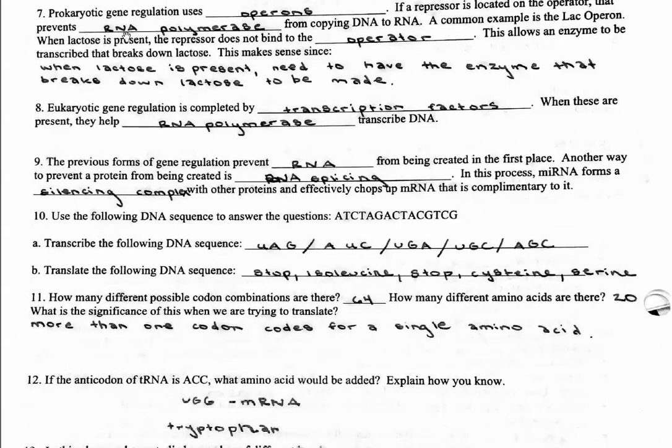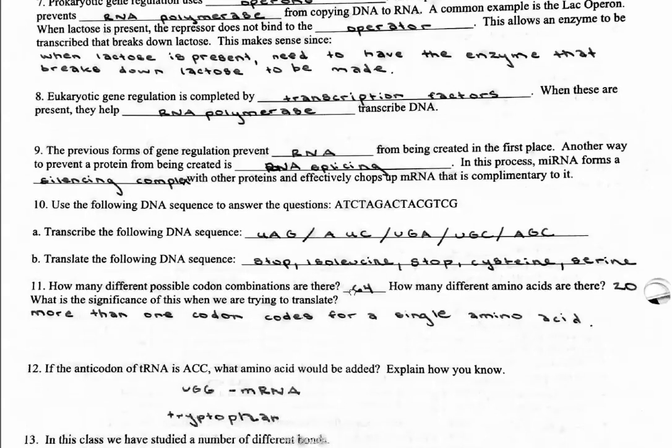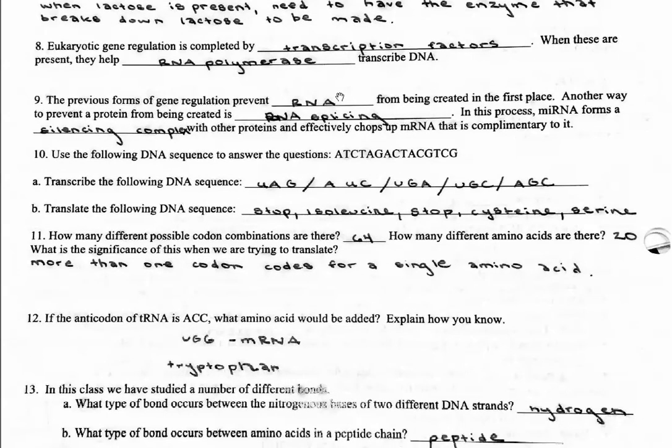Now, this is all for prokaryotes, the concept of operons and operators and everything. For eukaryotes, we really didn't get into this in a lot of detail, but we use transcription factors. The important thing for you to know with prokaryotes and eukaryotes is the fact that it's RNA polymerase that is transcribing the DNA. Okay? The previous forms of gene regulation prevent RNA from being created in the first place because it's preventing transcription from happening.